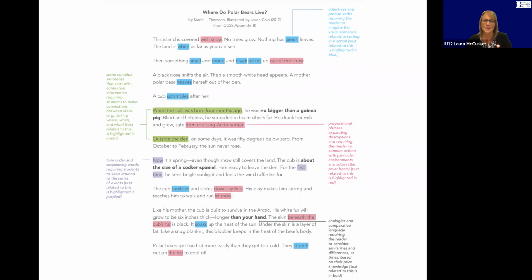Questions or comments about the text annotation protocol and what it could create for you?